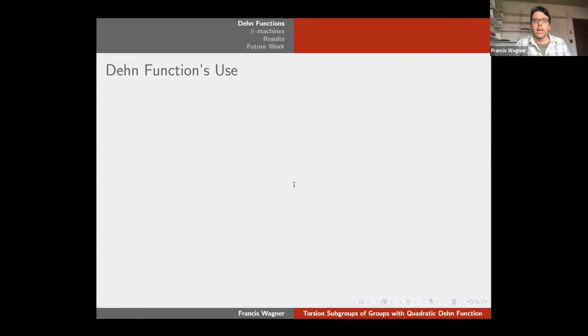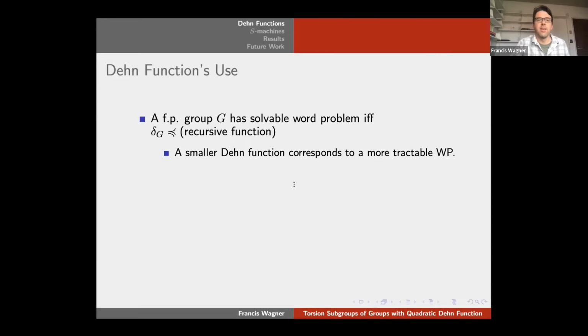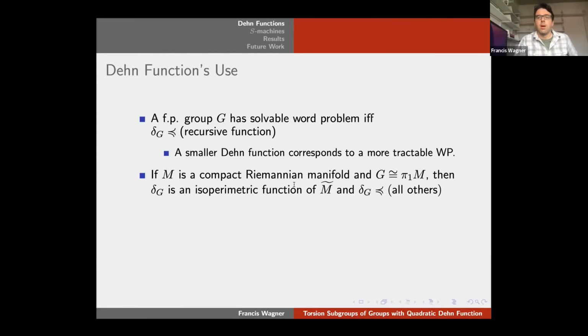All right, so why would one care? First of all, the Dehn function ends up being a nice invariant of this finitely presented group. It's closely tied in with the decidability of the word problem. And roughly speaking, the smaller your Dehn function, the easier the word problem is to solve. A more geometric interpretation would be that the Dehn function of the fundamental group of a compact Riemannian manifold is equivalent to the smallest isoperimetric function of that manifold's universal cover.